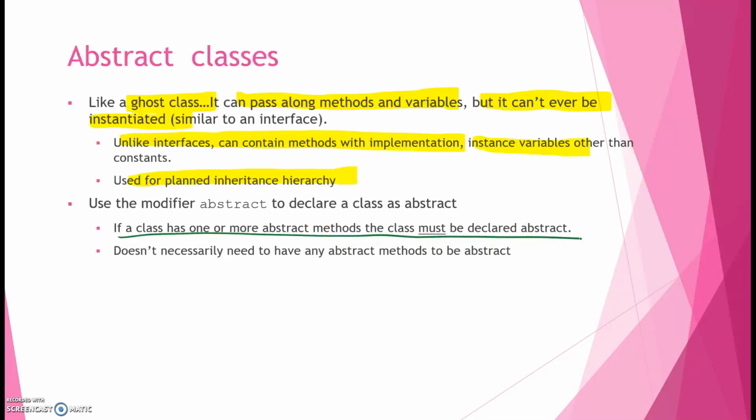Now, fun fact, it doesn't have to have any abstract methods to be abstract. You could just declare the class abstract. So let's say you don't want anybody to instantiate objects of a certain class. Maybe it's not meant to be instantiated. You could just declare it abstract and nobody can instantiate it.